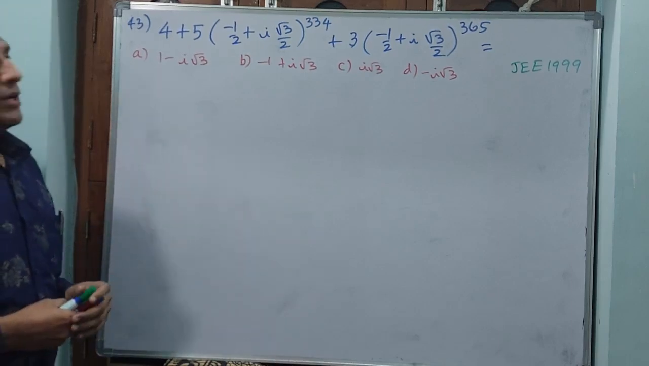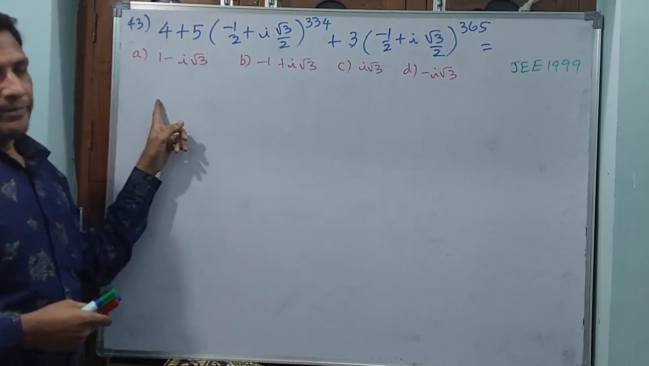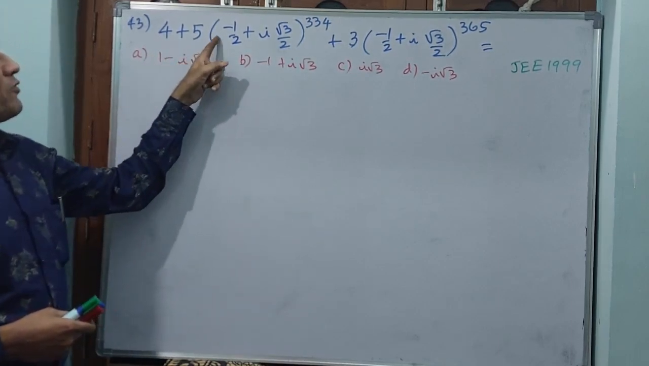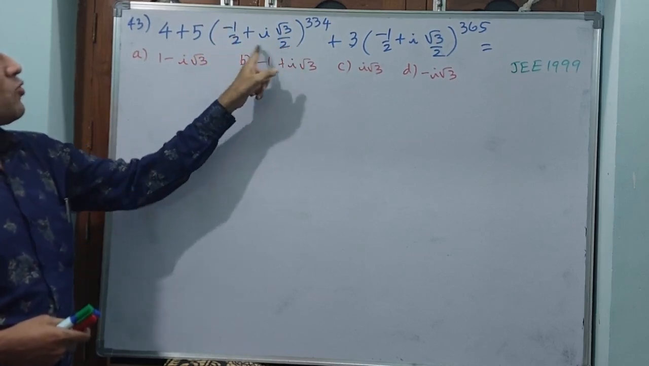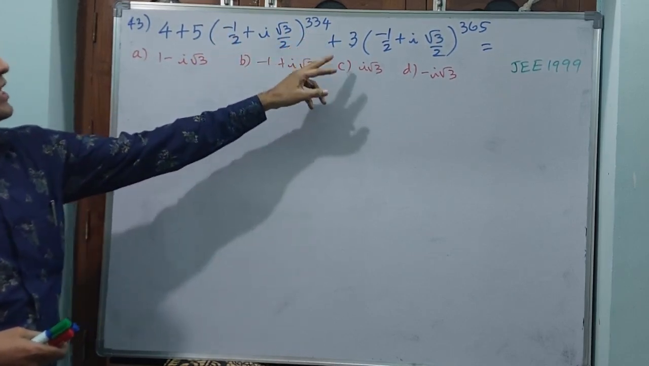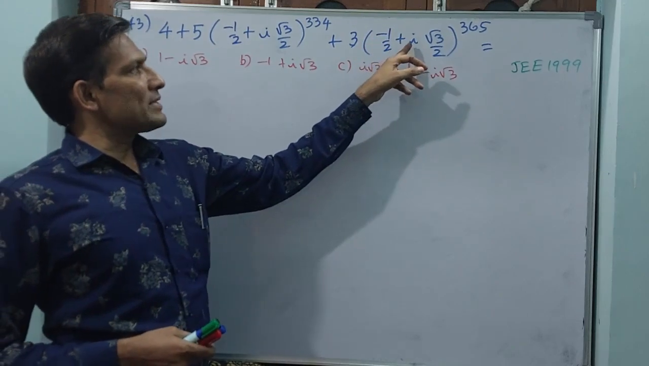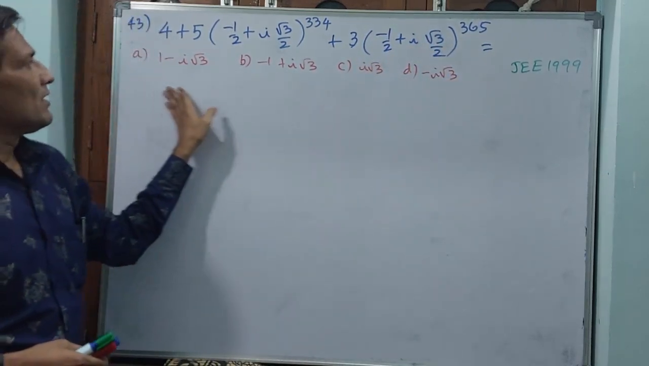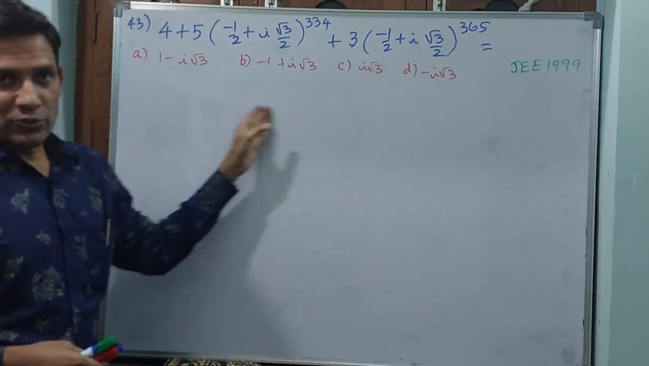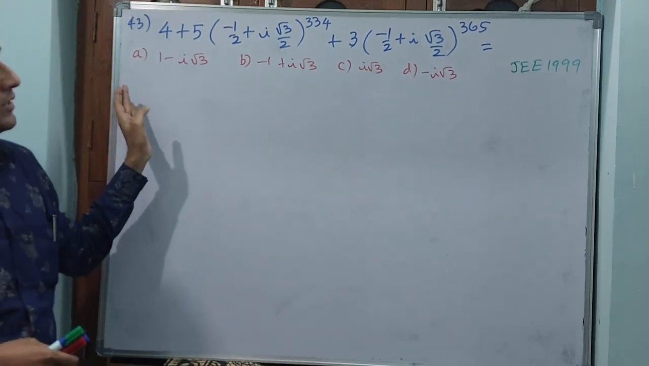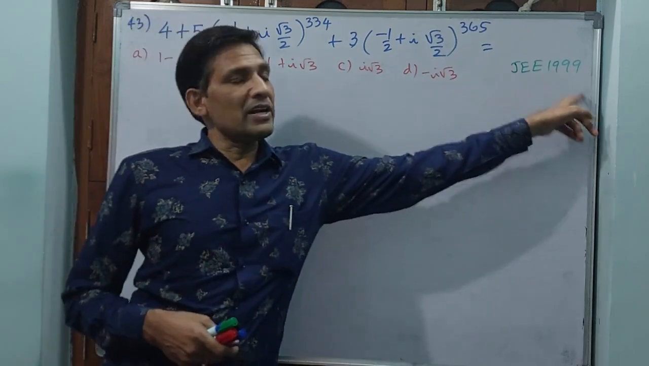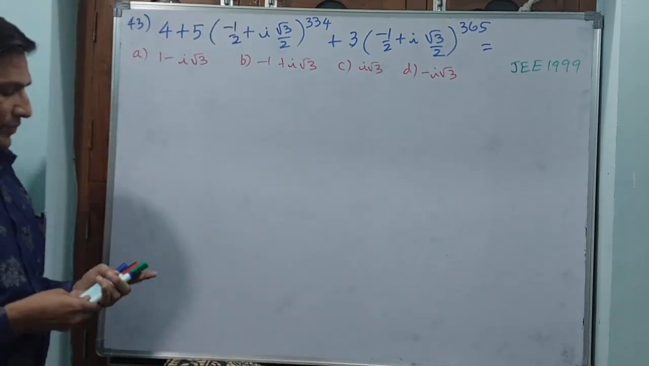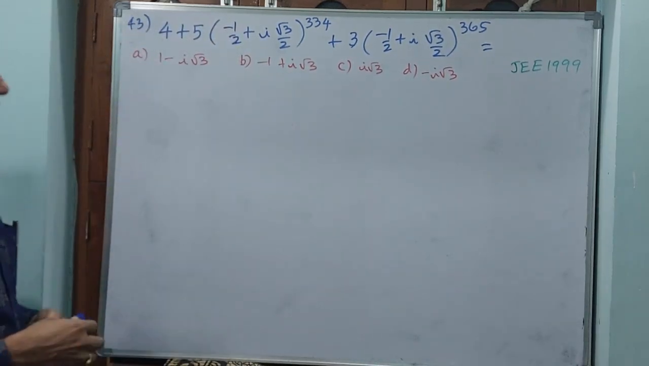Okay. See, question number 43. 4 plus 5 into minus 1 by 2 plus i root 3 by 2 whole to the power of 334 plus 3 into minus 1 by 2 plus i root 3 by 2 whole to the power of 365, value is how much, like they are asking. 4 values they have given, your answer should match one of these 4 values. This question was asked in JEE 1999. Okay. Let us proceed further.